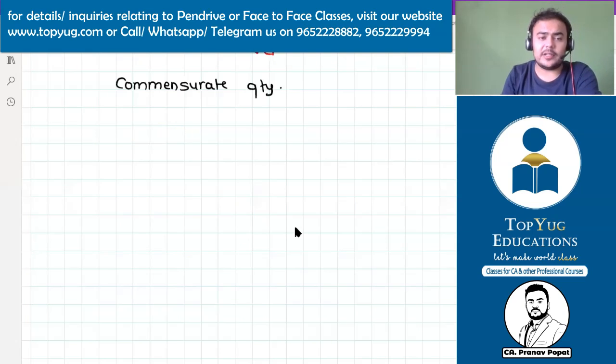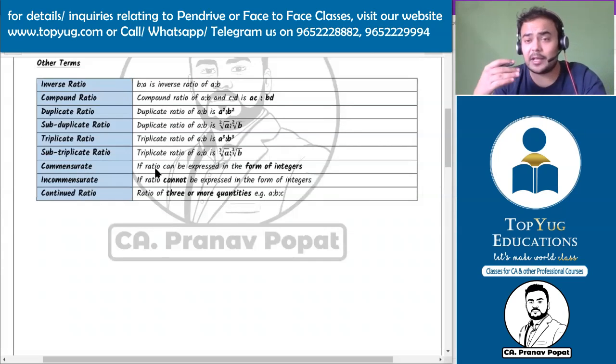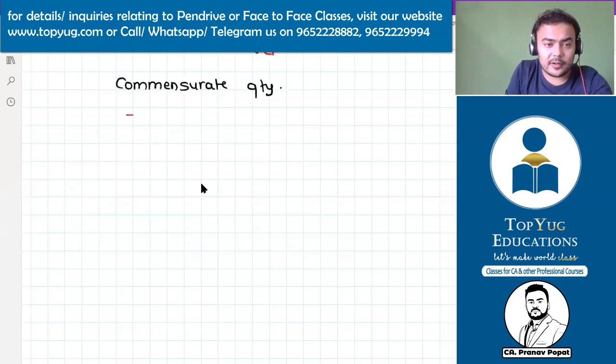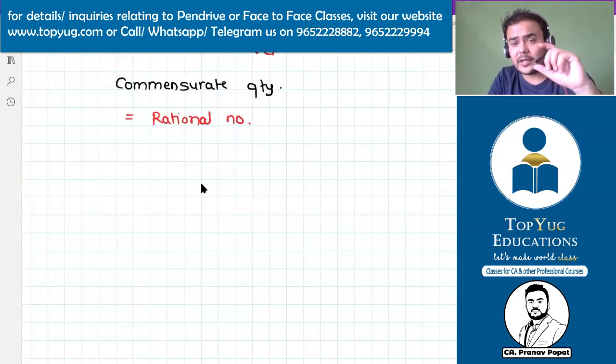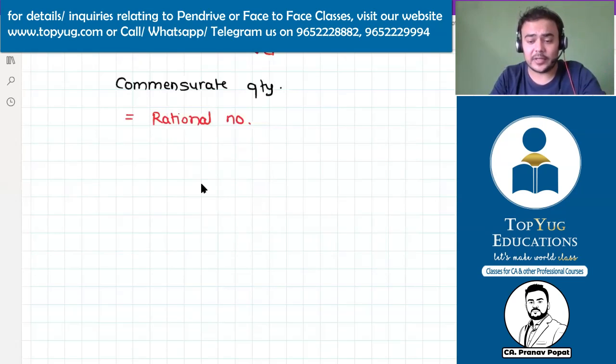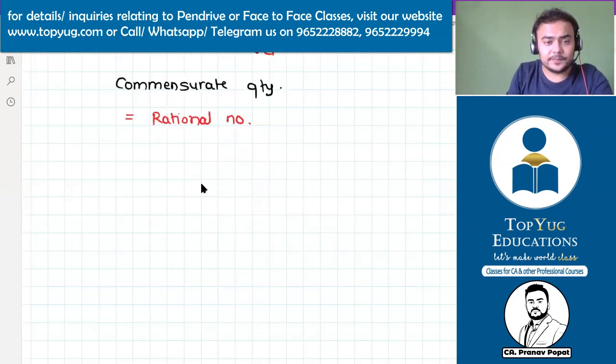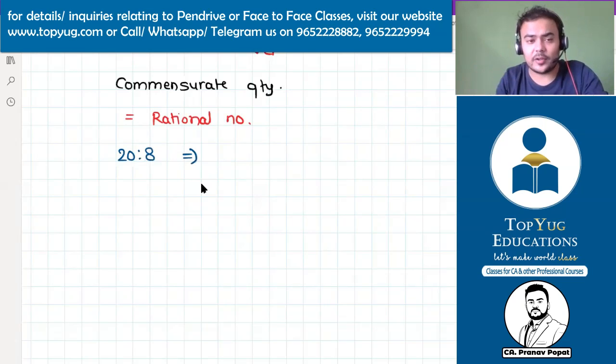So commensurate quantity is very simple. If the ratio can be expressed in the form of integers, does it mean that commensurate quantities mean rational numbers? Yes, it's just another name for rational number. If two quantities can be written in the form of rational numbers, they are commensurate quantities. If they cannot, they are not commensurate quantities. Okay, so the ratio between 20 and 8. Tell me, is this commensurate? Yes or no?